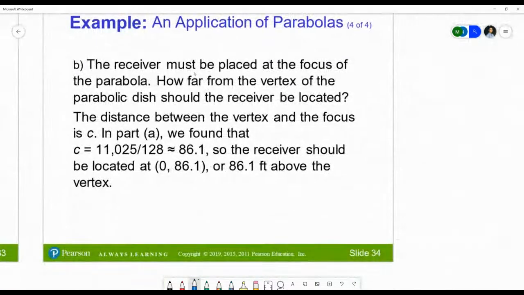All right, the receiver must be placed at the focus of the parabola. How far from the vertex of the parabolic dish should the receiver be located? Well, we got about 86.1, so 0, 86.1. Does that make sense? Okay, that does.